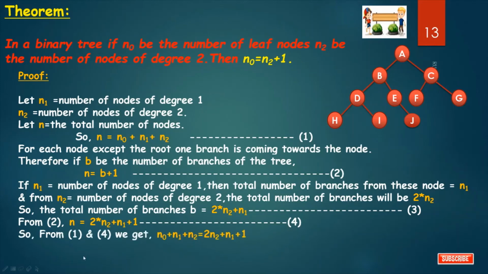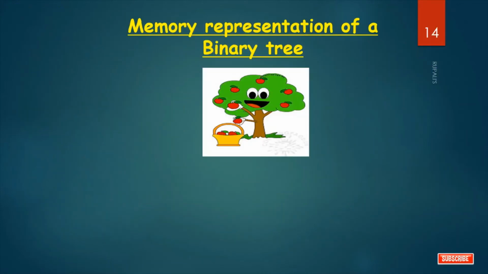And from equation 1 and equation 4, n0 plus n1 plus n2 equals 2 into n2 plus n1 plus 1, because both are n. Now, after calculation, we get the result n0 equals n2 plus 1. This proof is very important. Practice it. Now, we will learn memory representation of a binary tree.